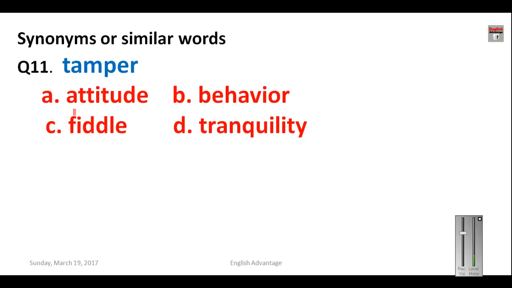Now let us see the next question. Temper. T-A-M-P-E-R. Tamper means to interfere, to meddle, and your options are attitude, fiddle, behavior, and tranquility. Tranquility means calmness. So here your answer will be fiddle. Fiddle means to tamper with something or to meddle with something.